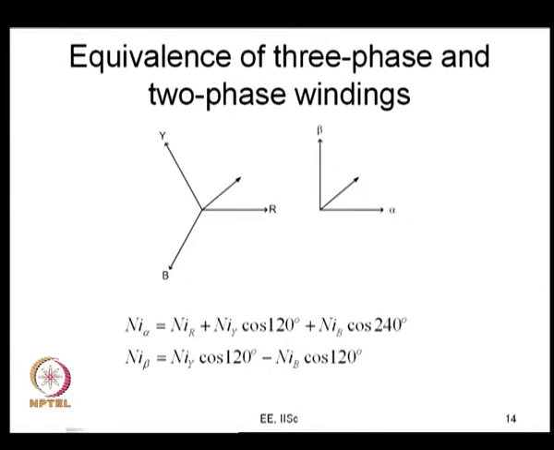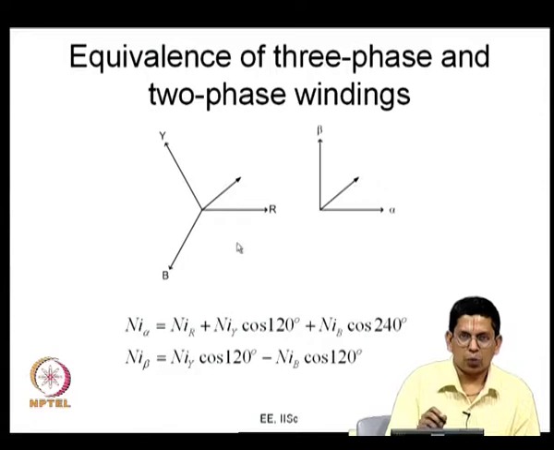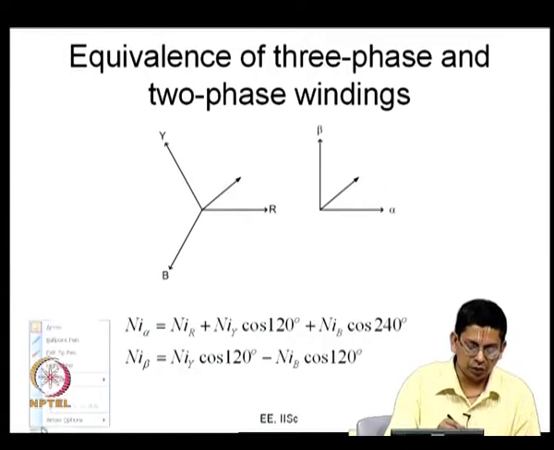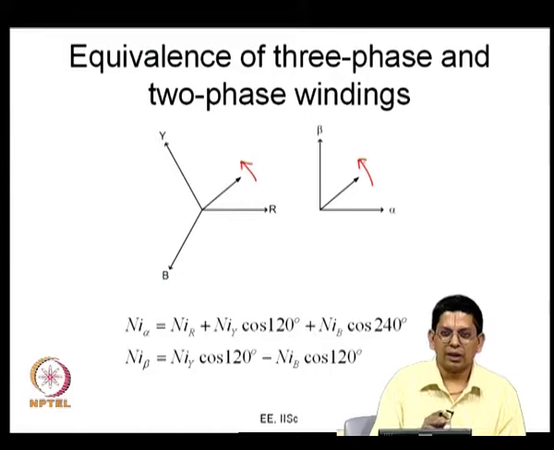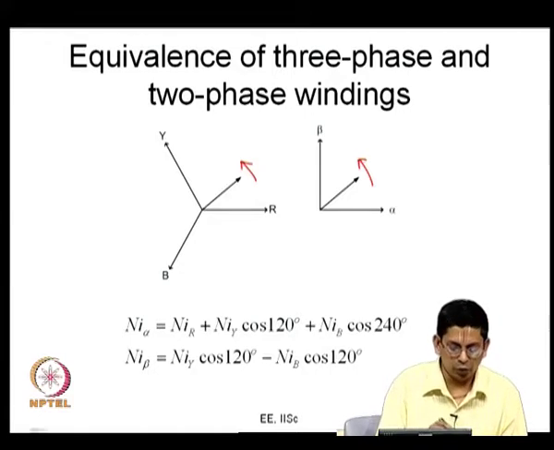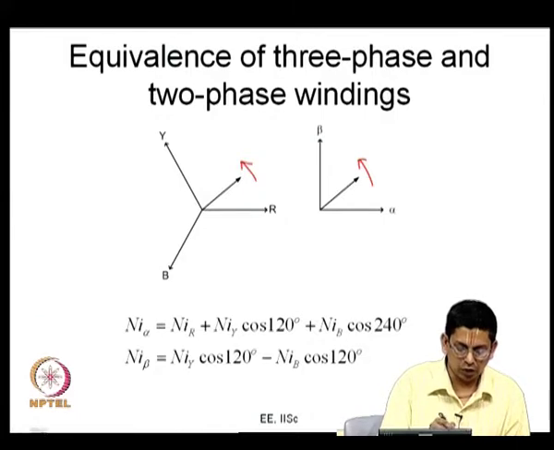Let us go a little further now. I have shown the 3 phase axes R, Y, B simply as lines here, and this is the revolving MMF that I had pointed out earlier. A corresponding revolving MMF can be produced here. Let us write down the equations. If you really want to do that, what should you be doing? The 2 MMFs are supposed to be equal. What are the 2 MMFs?